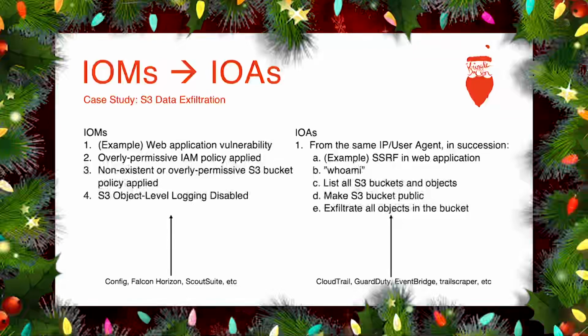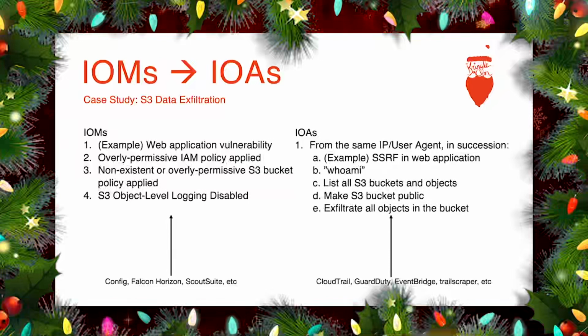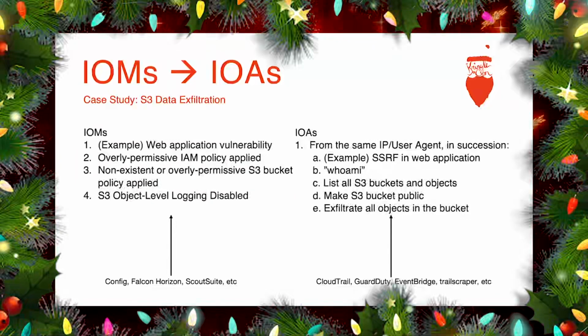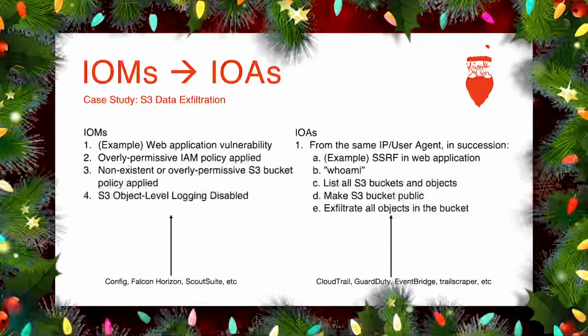It's like, SSRF in a web application, exploitation of that is bad news. But exploitation of that plus then the IAM role on the EC2 instance is being used to run GetCallerIdentity, that's a little more scary. Then if they're listing S3 buckets in the account and objects in those buckets, that's even more scary. Then they make something public and it gets real scary at that point. And by then they're stealing all your objects.